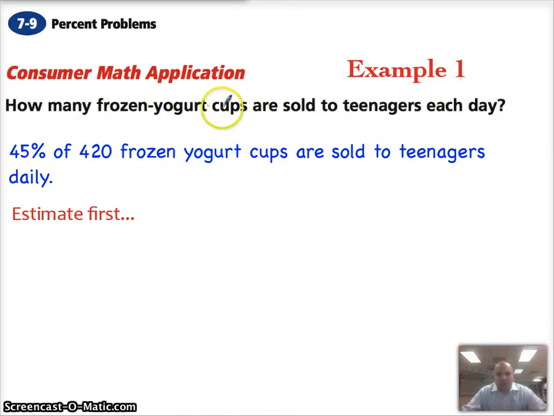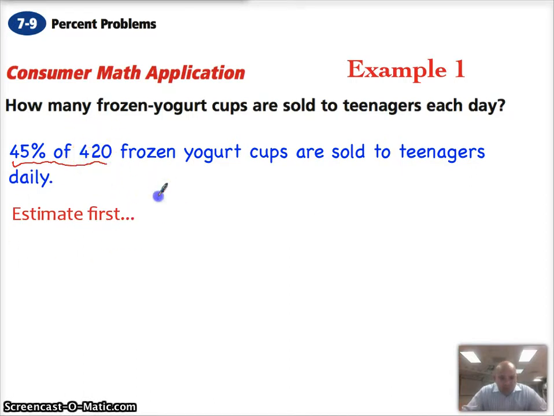It says, how many frozen yogurt cups are sold to teenagers each day? Well, here's a piece of information that we need in order to determine that. It says 45% of 420 frozen yogurt cups are sold to teenagers daily. So 45% of 420. Well, I know 50% of 420 is half of this amount.